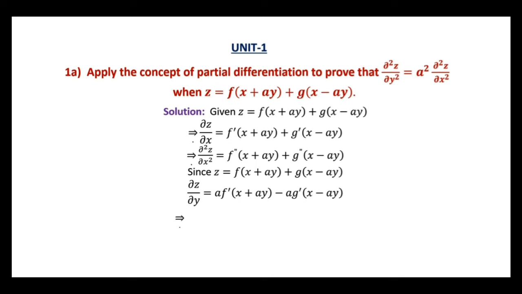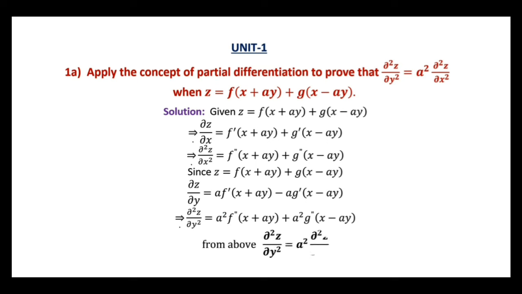Later, you need to differentiate the relation with respect to y one more time. You got this. From these two second order partial derivatives, one can observe that ∂²z/∂y² is a² times ∂²z/∂x², which is the required partial differential equation, by eliminating arbitrary functions from the given relation.